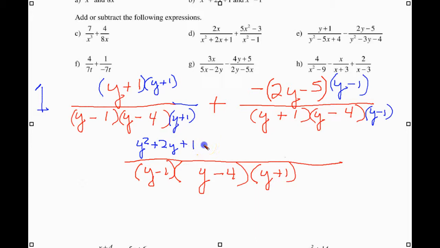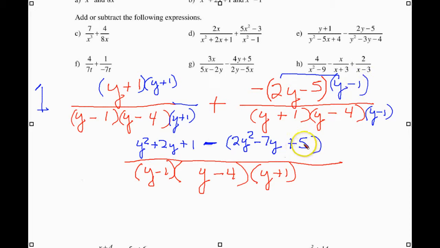Now here I'm going to put a negative sign because I'm going to FOIL this, and I'm going to later change all the signs. So foiling this, I get a positive 2y squared. Then I get a negative 2y and a negative 5y gives me a negative 7y. And then a negative 5 times a negative 1 gives me a positive 5.